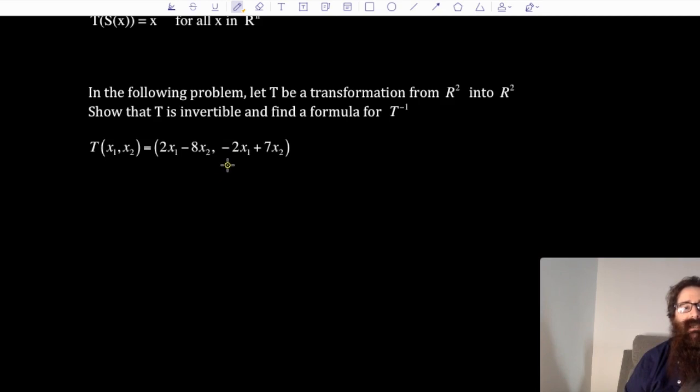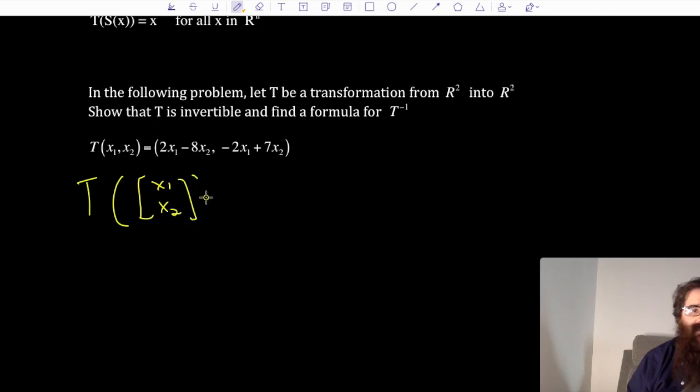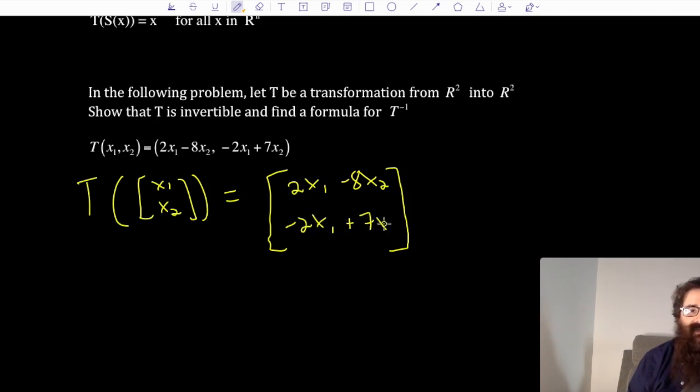Otherwise, what I could do is I could try to write it as a matrix, and you could go right to the matrix from this. I don't think it's necessary to do this, but if I want to, I could think of this in terms of vector notation. We would say, well, if I apply my transformation T on, let's say, a vector with a first entry x1 and a second entry x2, then it's going to spit out another vector, and the first entry of that vector is the first entry in the functional notation, which is 2x1 minus 8x2. And the second entry of that vector is negative 2x1 plus 7x2.